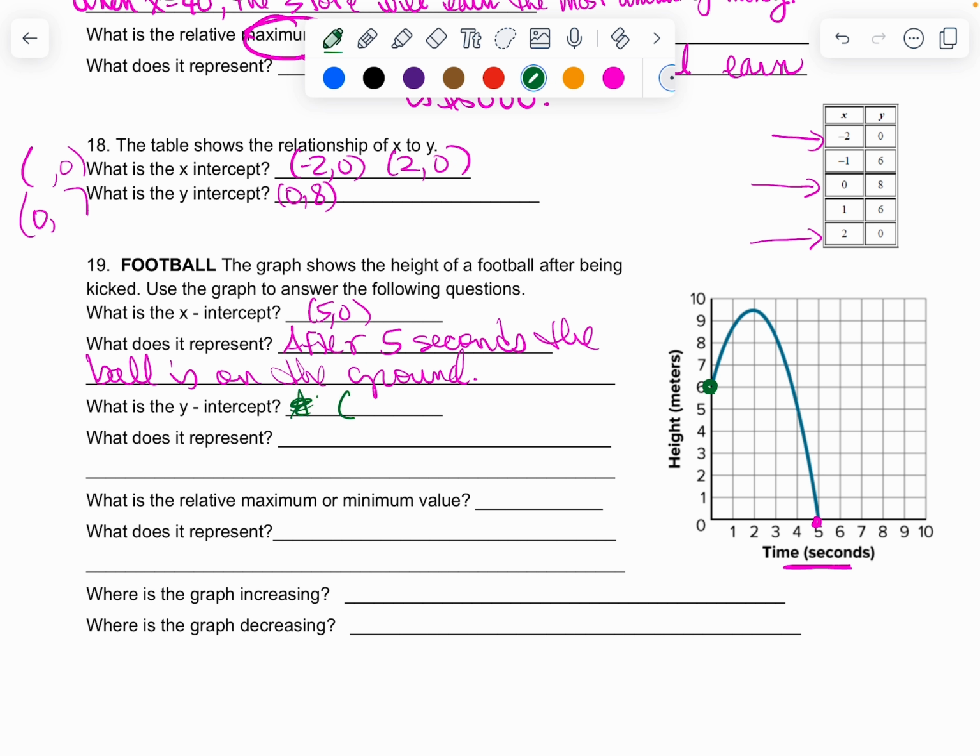Okay, the next one, what is the y? Oops, I almost started writing the sentence. That's 0, 6. The ball is kicked at a height of 6 meters.